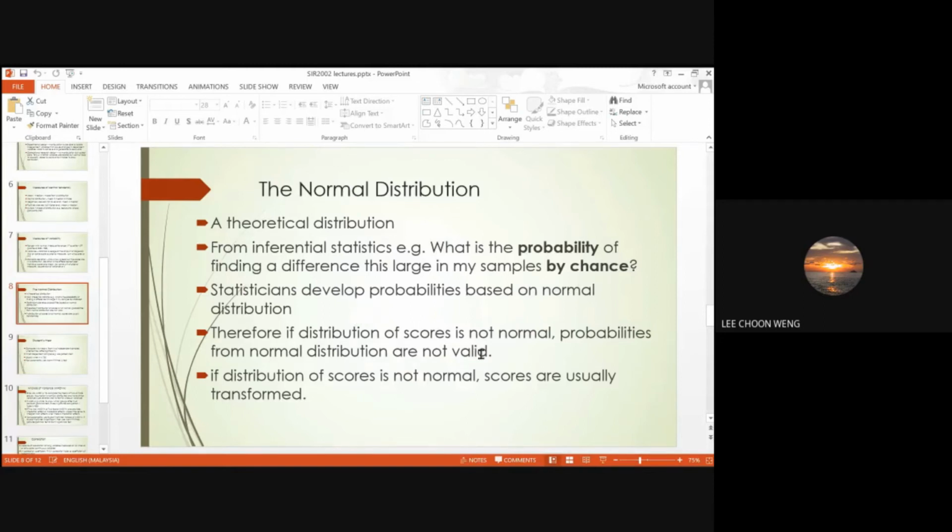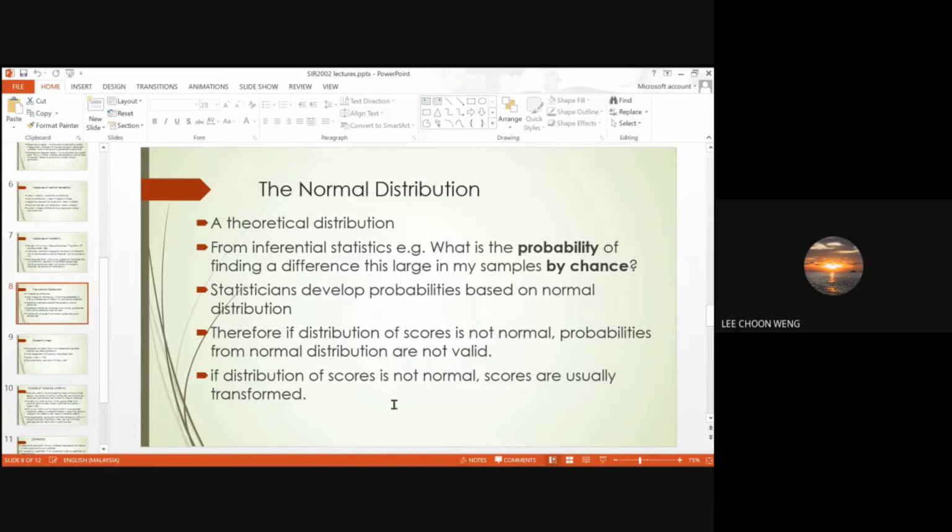Therefore, if the distribution is not normal, then the probabilities from normal distribution are not valid. That means if your data is not normal, you cannot use normal parametric statistics. What are parametric statistics? For example, your ANOVA, analysis of variance, your Student's t-test. All these are based on normal distribution.